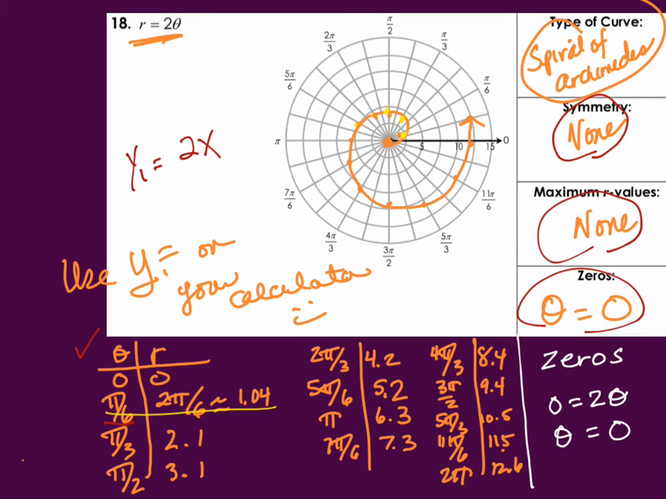And then you can tell I'm just going around putting these dots in. They get bigger and bigger. And you just got to go all the way to 2 pi. So then draw your best spiral that you can coming off of there. So these are pretty easy to graph.